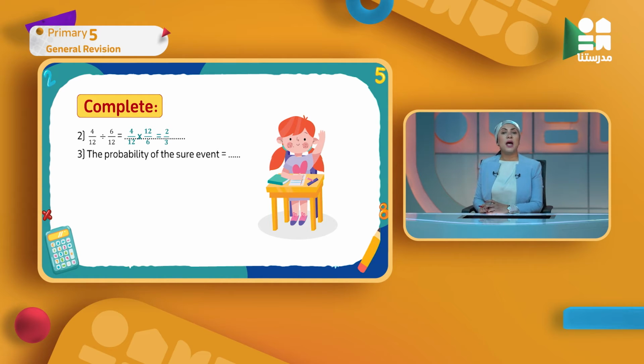The probability of a possible event is between 0 and 1. And the answer for this question, the probability of the sure event is 1. This means that it will definitely happen. Okay, now I'll move to the other question.